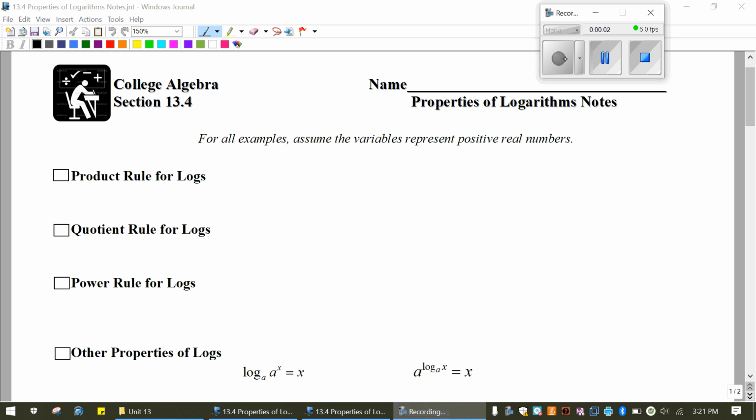Today's notes will be on properties of logarithms. For all of these examples, assume that the variables represent positive real numbers. Okay, so the first rule we have is the product rule.